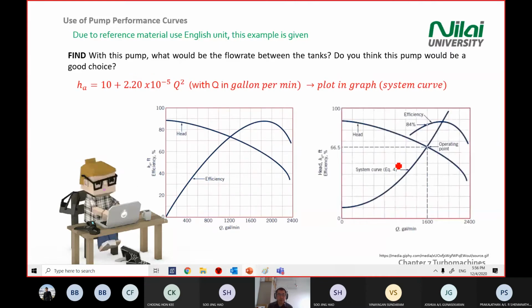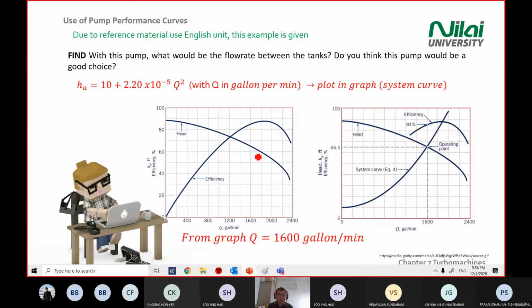After that, you go to the graph. Because our graph is HA in feet versus Q in gallons per minute, that's why we changed our HA system curve into gallons per minute. Then we plot, we overlap this equation, we build this line. This is your system curve from this equation.